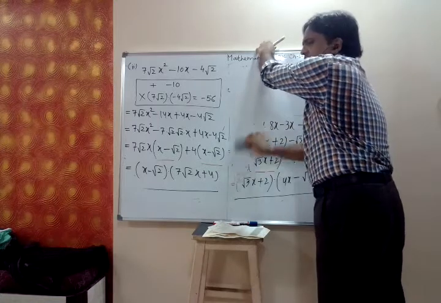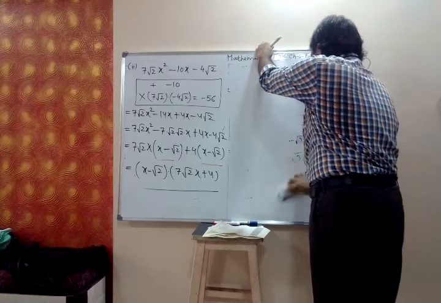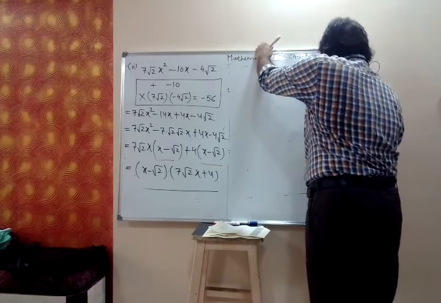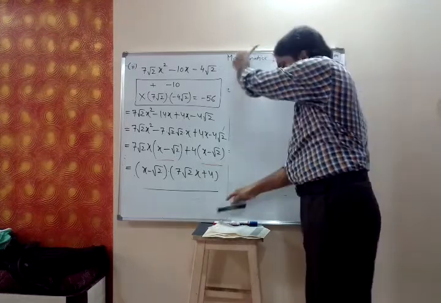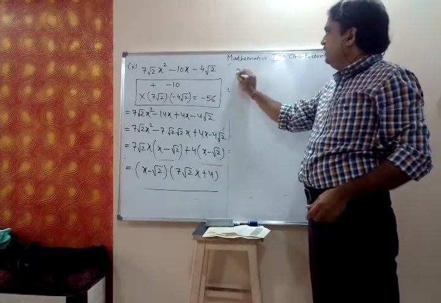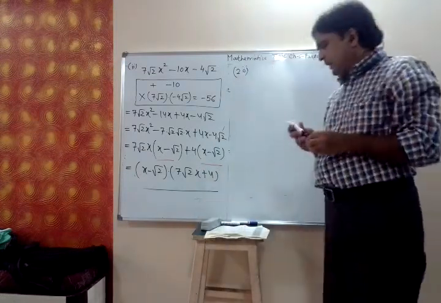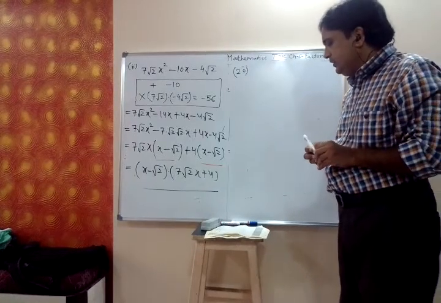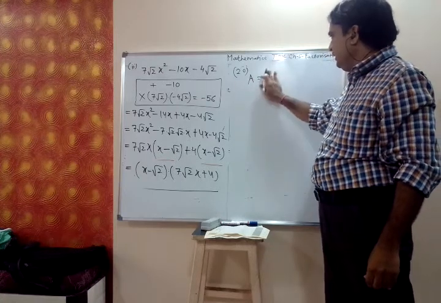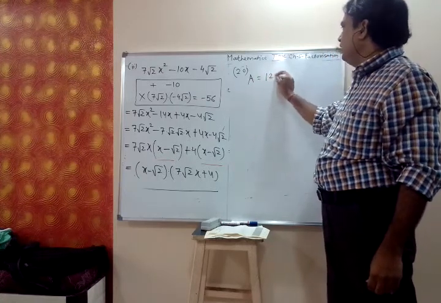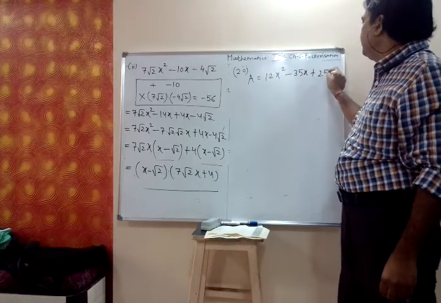See, 2 minutes are there. I will wind up on my time. Let me do 20. Give possible expression for length and breadth whose area is 12x square minus 35x plus 25.